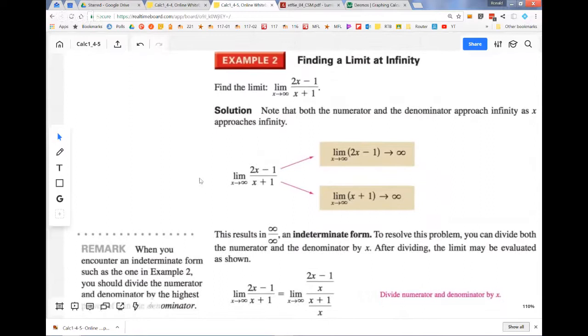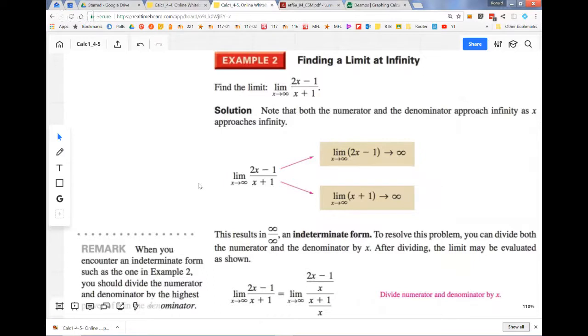Finding a limit at infinity. So here on top, we have 2x minus 1. On the bottom, we have x plus 1. And we want to know what happens when x approaches infinity. So that minus 1 and plus 1 don't mean a doggone thing, because they're so tiny in comparison. 2 times this huge number, minus 1, and this huge number, plus 1.